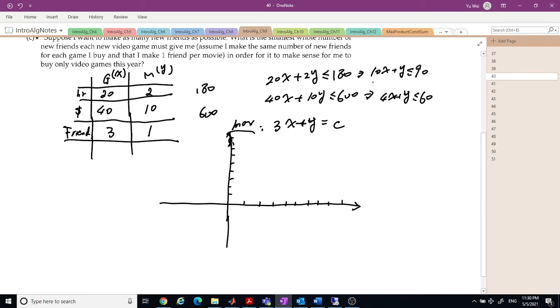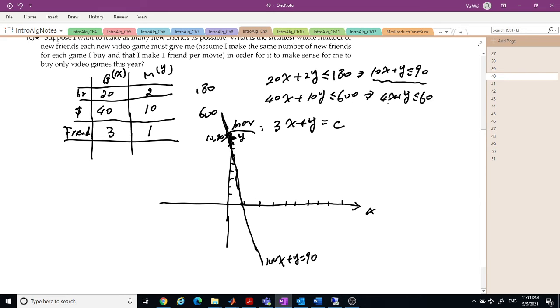Okay, so for 10x plus y, when x equals 0, y equals 90, so this is 0, 90. And when y equals 0, x equals 9, so 9 is somewhere here. So this is the first line, 10x plus y equals 90. We need less than, so it's in this region.